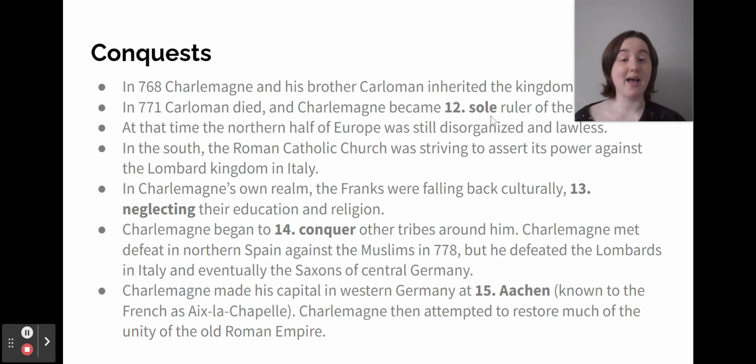So your blanks on this slide are 12, sole; 13, neglecting; 14, conquer; 15, Aachen.